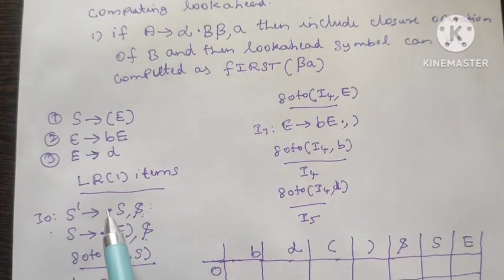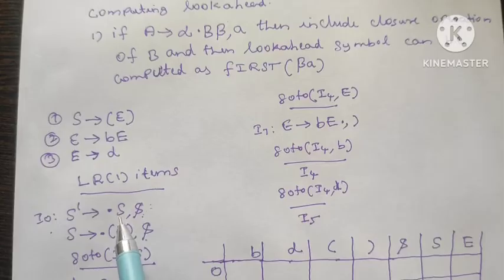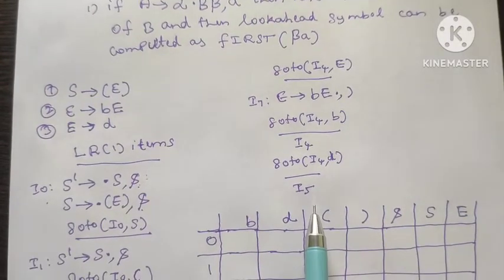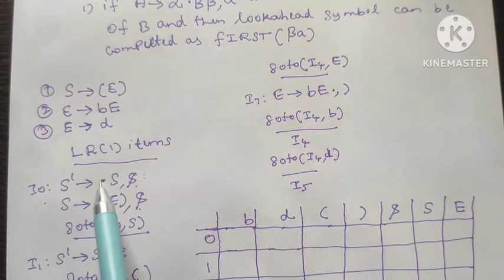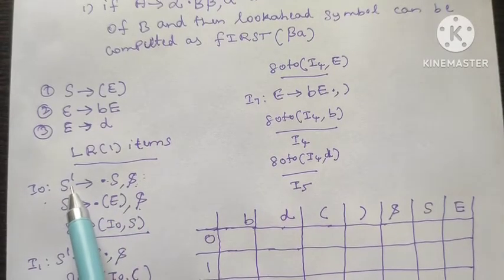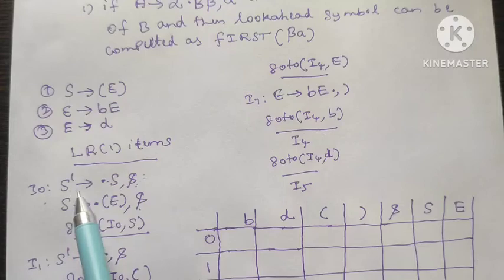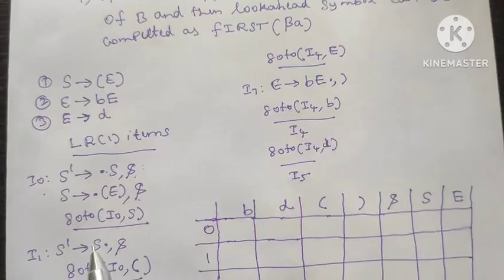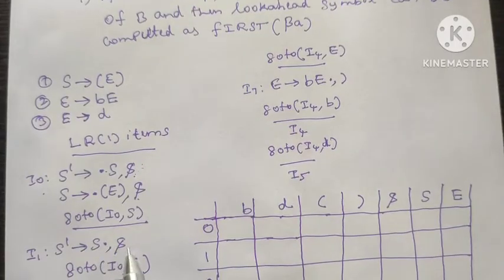Now the next step is we have to process all these dots till we bring them to the end. We can see that in item set 0 the dot is before S, so we have to process goto of I0 comma S. You know that we have to place the dot one step to the right. If we do that, the production becomes S dash tends to S dot comma dollar. I name this item set as item set 1.